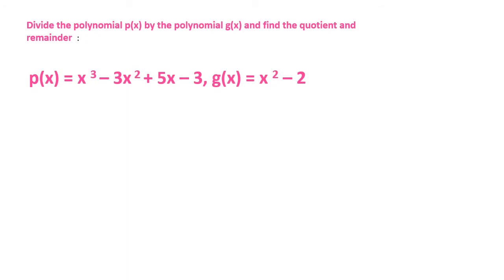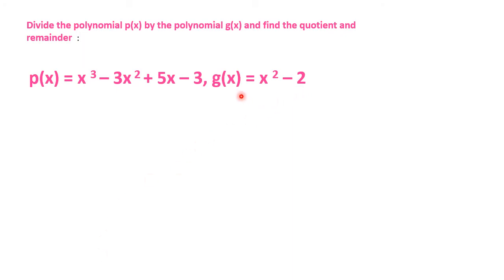Today we are going to take the topic division algorithm for polynomial. Divide the polynomial Px by the polynomial Gx and find the quotient and remainder. So let us take two polynomials. Px equal to x cubed minus 3x squared plus 5x minus 3 and Gx is equal to x squared minus 2.